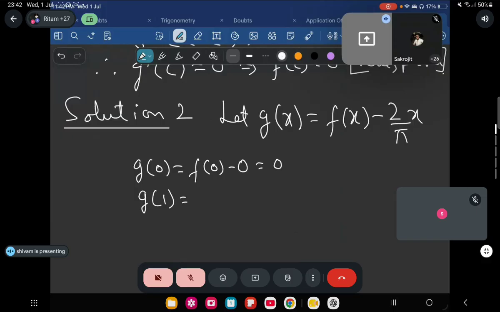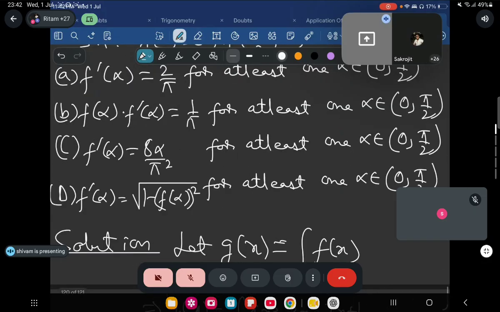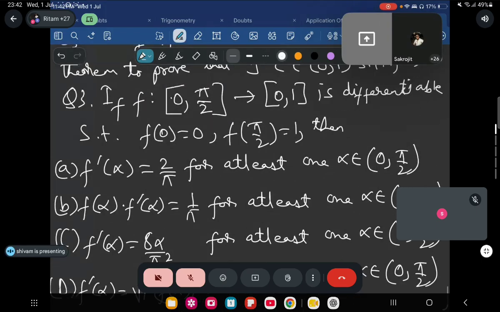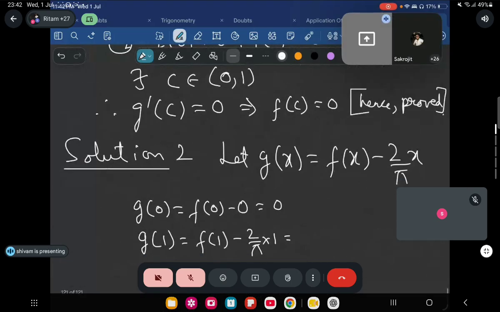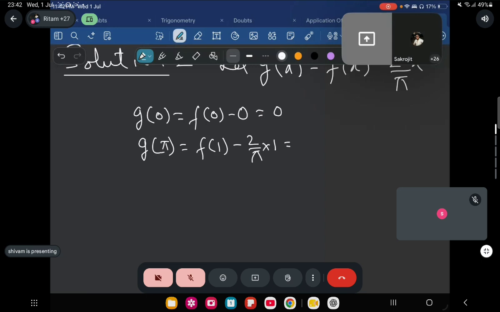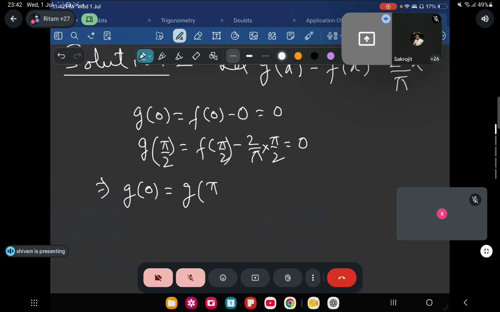What is g of 1? g of 1 is equal to f of 1 minus 2 by pi into 1. Acha, but we don't need f of 1. We need f of pi by 2. Sorry. So g of pi by 2 is equal to f of pi by 2 minus 2 by pi into pi by 2, which is 0 only. Right. So see, everyone, over here g of 0 is equal to g of pi by 2 is equal to 0.